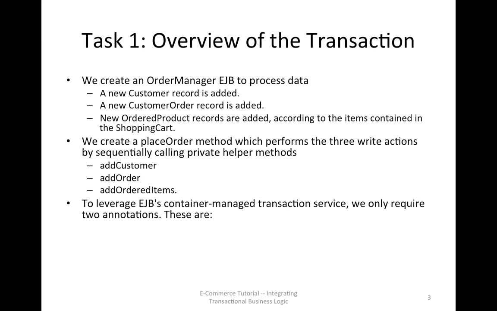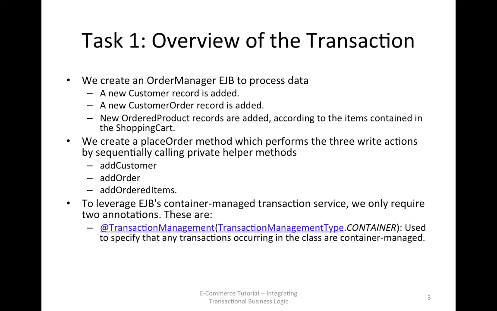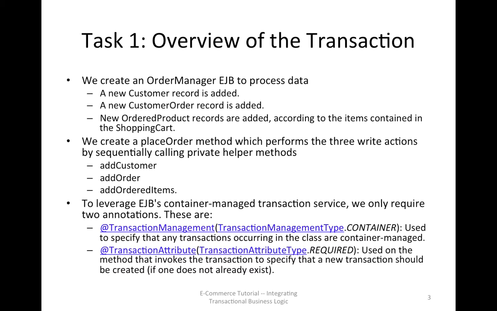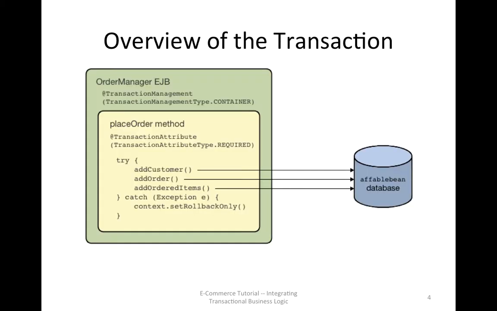To leverage EJB's container-managed transaction services, we only require two annotations. First, add the transaction management annotation, used to specify that any transactions occurring in the class are container managed. Second, add the transaction attribute annotation, used on the method that invokes the transaction to specify that a new transaction should be created, if one doesn't already exist yet.